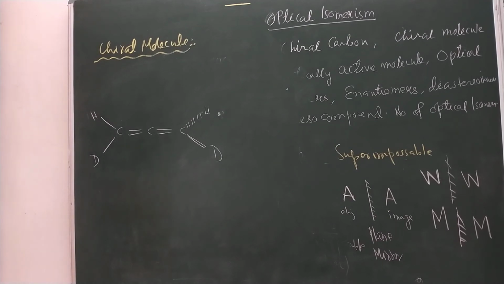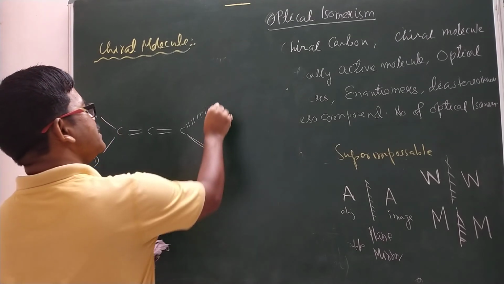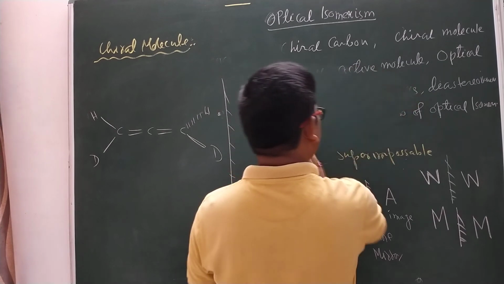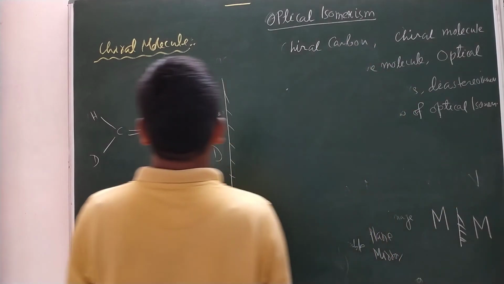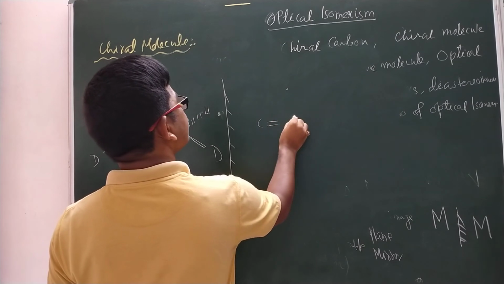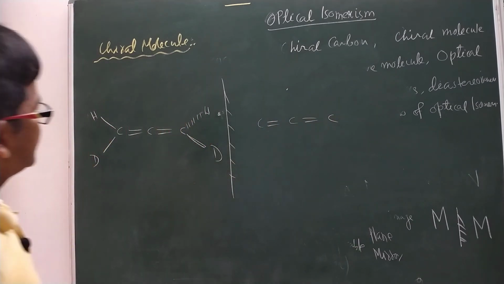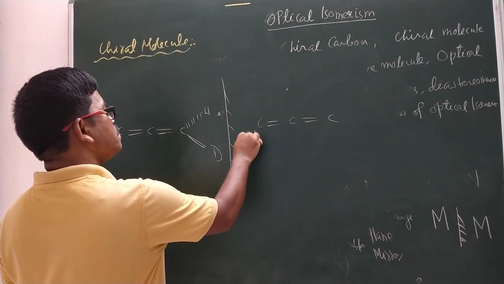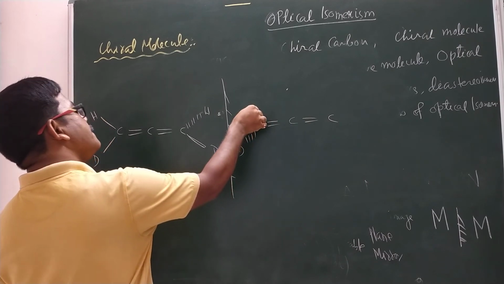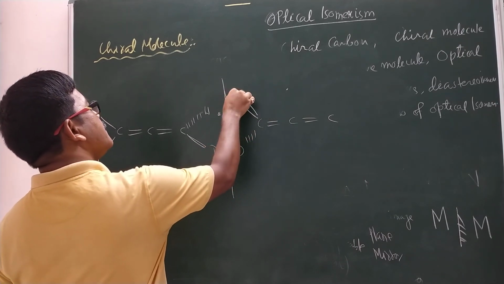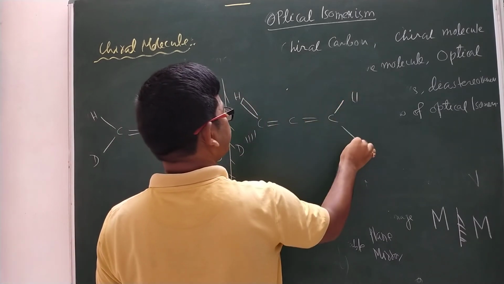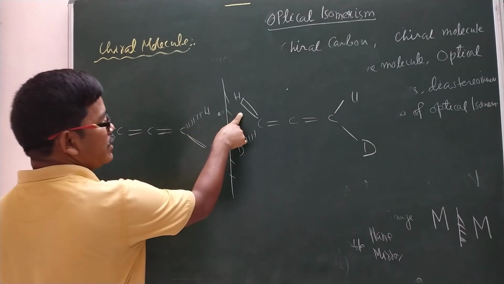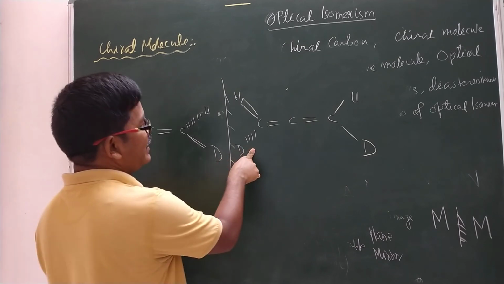This molecule, if I want to take the mirror image, I will be getting it like this. The bond which is below the plane in the object will be above the plane in the image, and the bond which is above the plane will go below the plane.